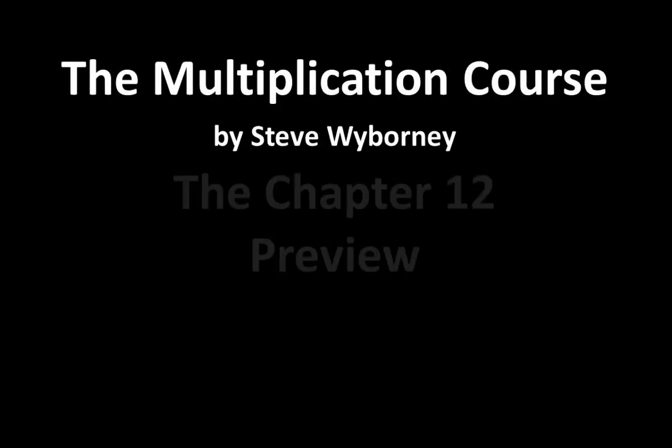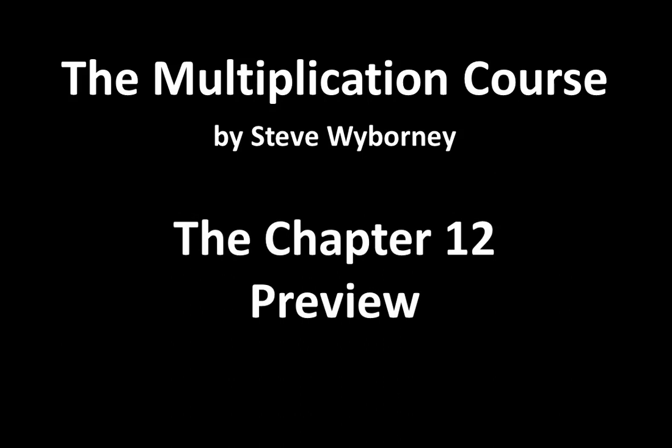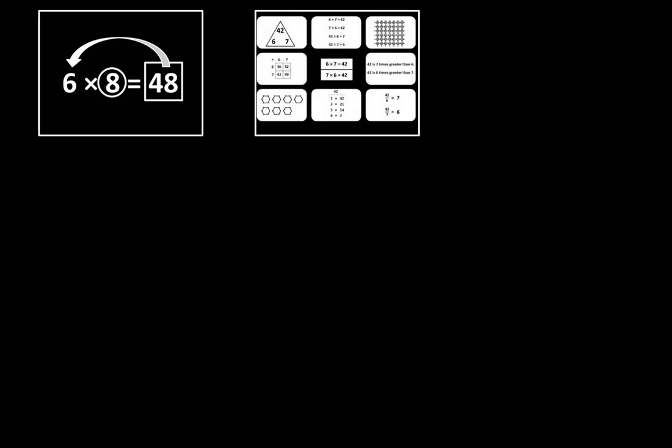My name is Steve Wyborny, and this is the Chapter 12 preview, so you can see what to expect in Chapter 12. The first lesson in Chapter 12 is 6 times 8 is more than simply 48. You'll see how these numbers are connected in many ways, and you'll see some very important relationships as we begin the chapter. You will also make some more number concept maps, which will include important ideas about multiplication and different ways we can picture multiplication.